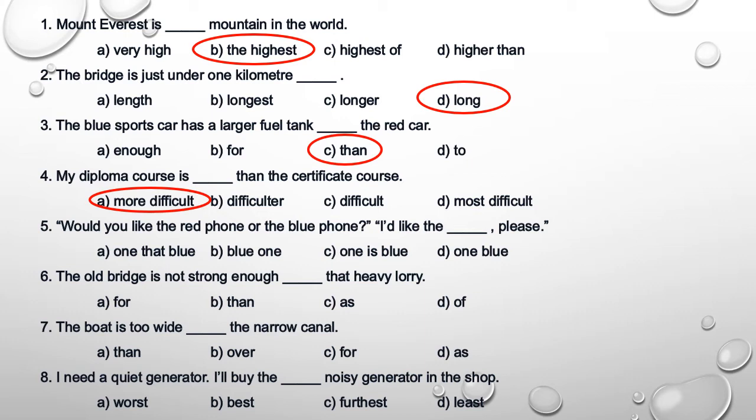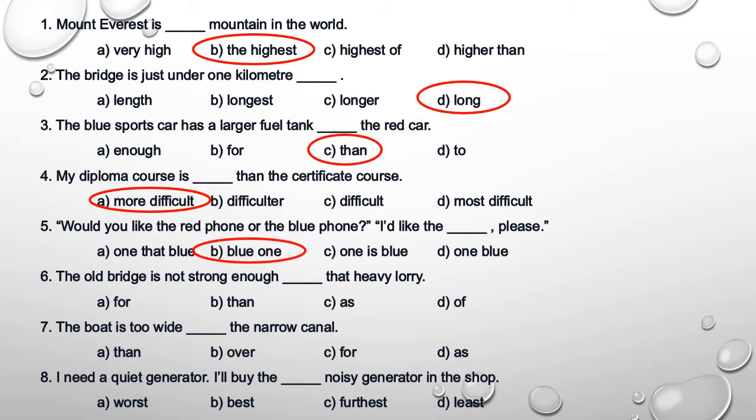Number 5, would you like the red phone or the blue phone? I'd like the, please. Here, in this sentence, do you think there's a comparative or a comparison? Yes, here, I'd like the, please. So you choose one. You either choose the red one or the blue one. Which one would you like? Exactly. For example, the blue one.